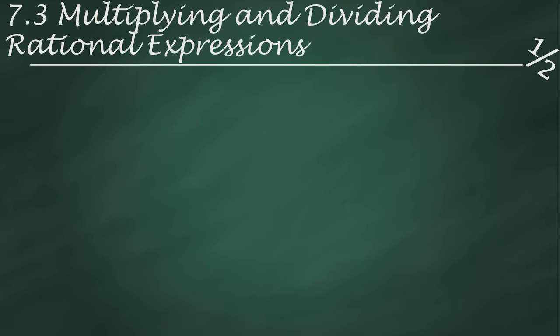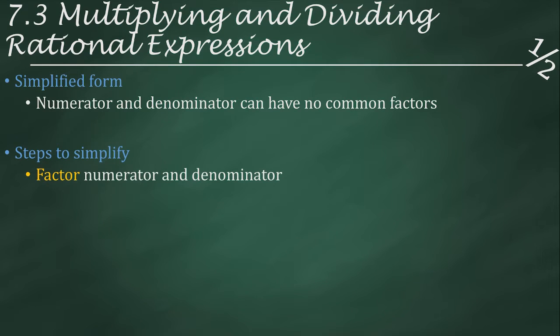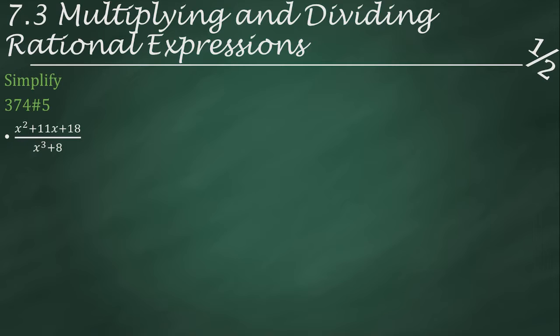So rational expressions are ones that we've said before are written as fractions. And to be simplified, the numerator and denominator can have no common factors. Well, if that's the case, the steps to simplify would be to factor the numerator and denominator, and then cancel common factors. Any factor that's in the top and on the bottom, you can cancel out. So let's simplify this one, page 374, number 5.